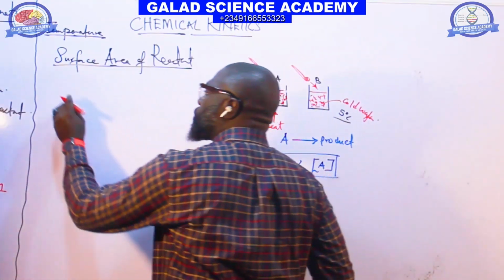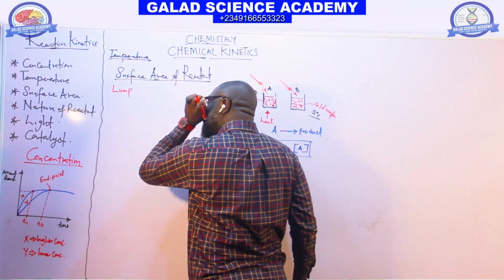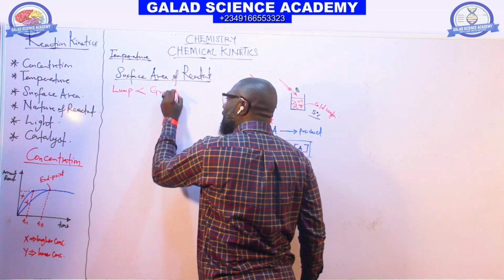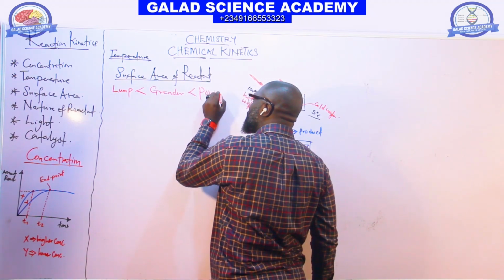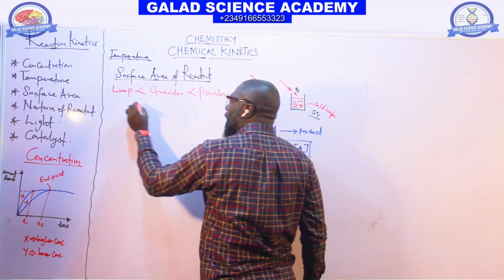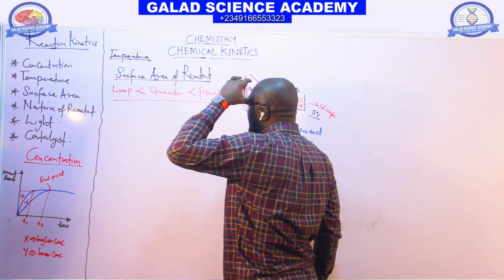Or you can also call it lump. Yes, so the surface area of lump is less than that of granules, and granules less than powder form. This is how the rate of reaction occurs.